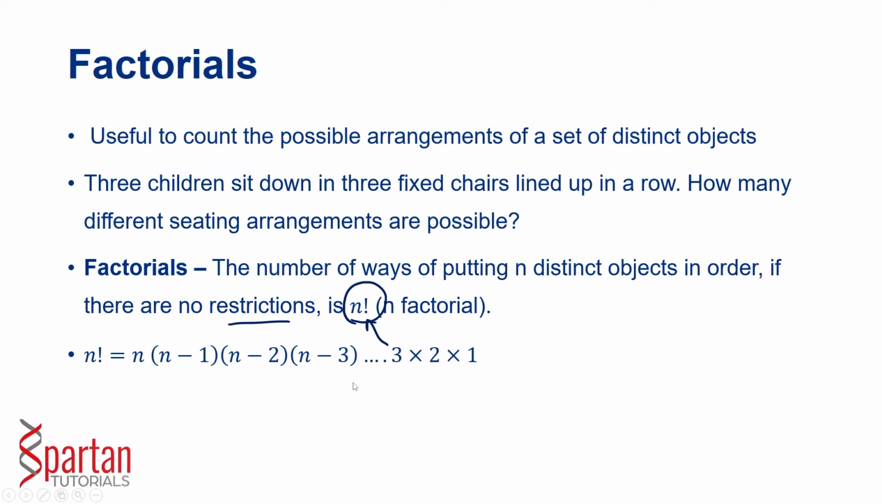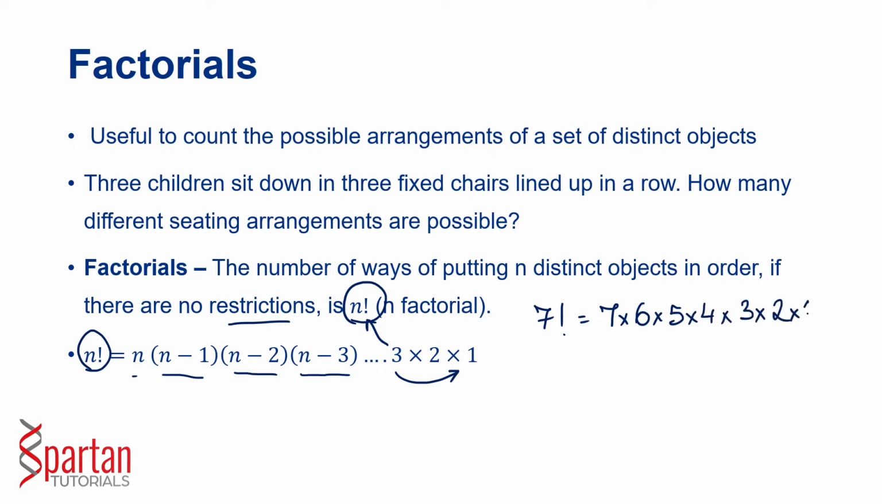These are calculated as n factorial, which means n multiplied by n minus 1, multiplied by n minus 2, multiplied by n minus 3, all the way to 1. For example, if we want to calculate 7 factorial, we will have to use 7 multiplied by 7 minus 1, or 6, and so on: 5, 4, 3, 2 and 1. So 7 factorial would be 5040. This is how we calculate factorials.